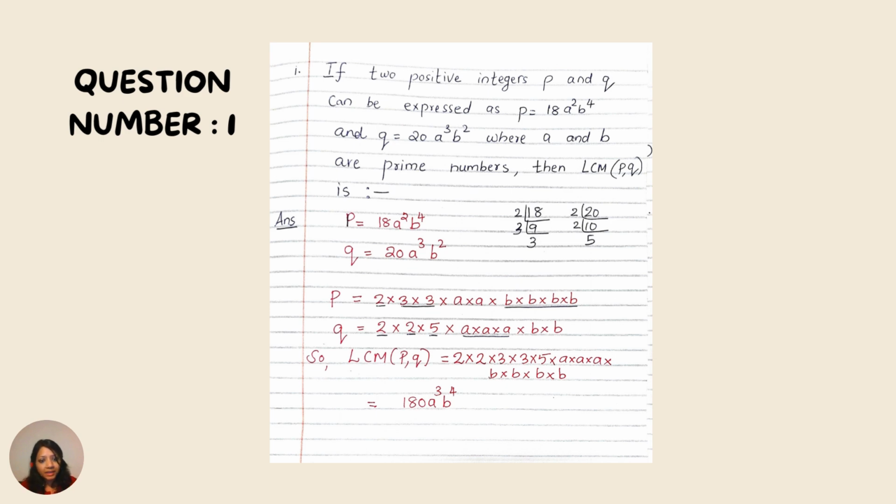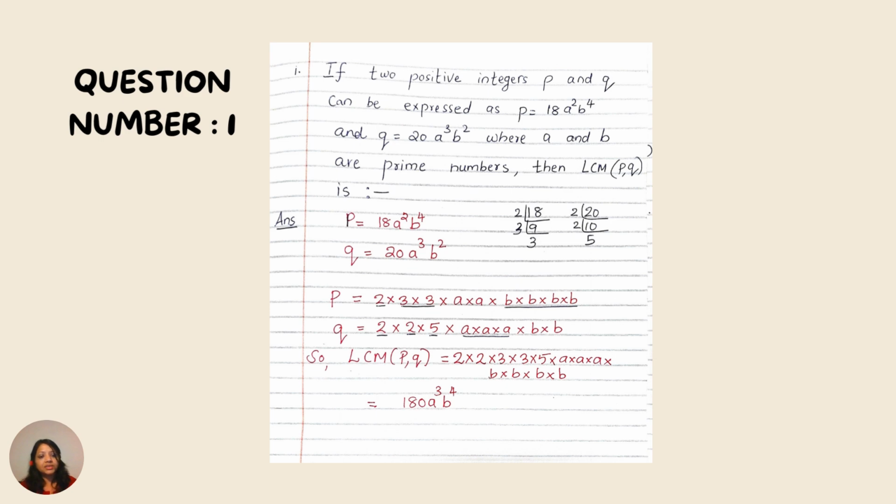See, what is p equal? 18a squared b raised to 4 and q equal 20a cubed b squared. You know the prime factorization method. So each number you have to prime factorize. See, 18, you know prime factorization, 18 by 2 you will get 9, by 3 and 3. Then 20 also you have to do, half is 10 and then half is 5. See, you got all the prime numbers for each number.